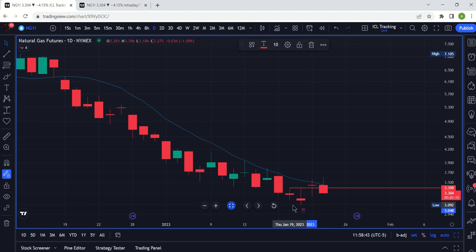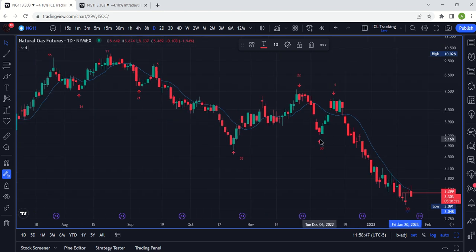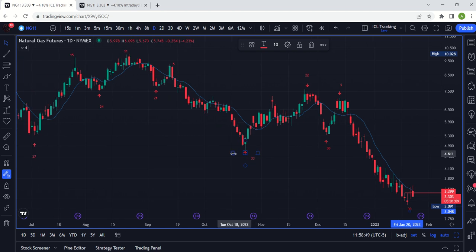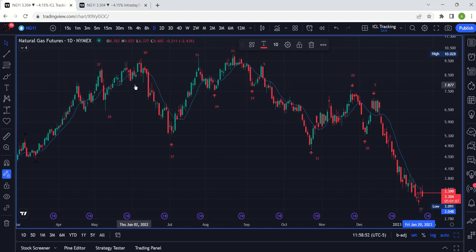So again, the daily cycle is getting long. You can see the previous one was 30 days, the one before that was 33. You had these shorter ones. You had this one at 37 days, this one at 39. So it looks like we're probably going for something like 35 to 40 days, something like that.